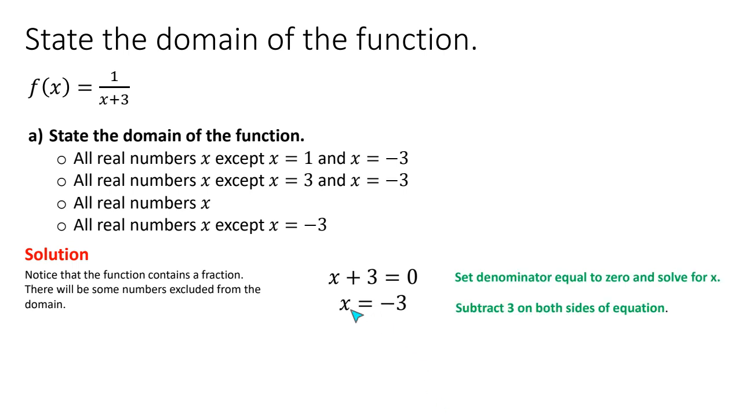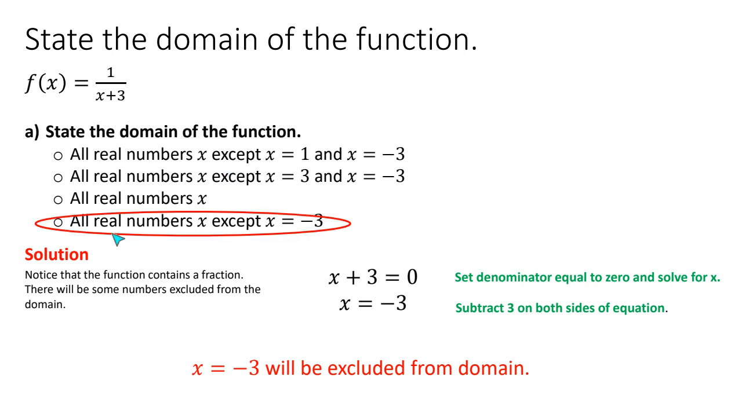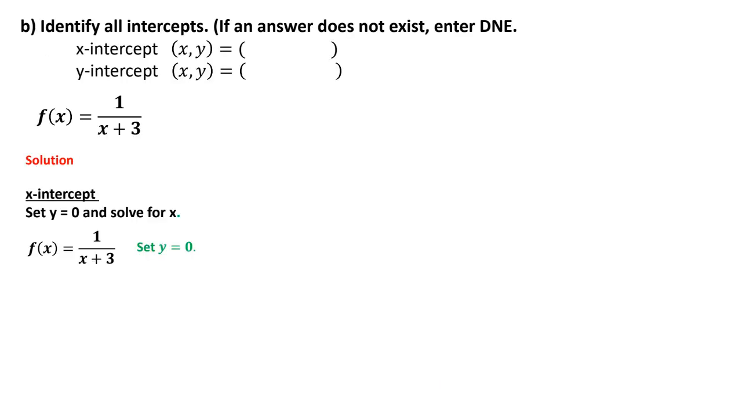Here we would get x is equal to -3. What this means is that the domain is all real numbers except for x equals -3, and we would exclude that from our domain. If we look at our possible answers here, it would be the last one, all real numbers except x equals -3. So let's go to B.